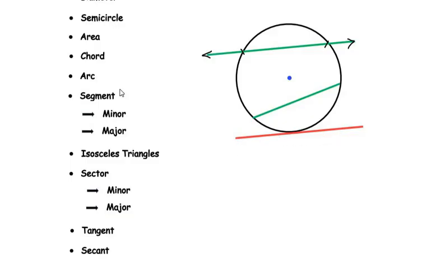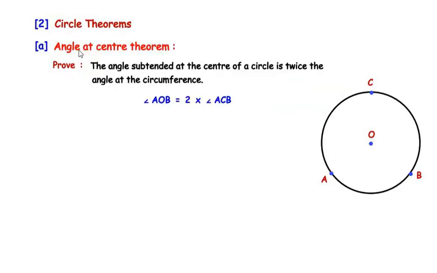Now, once we have understood all these terms, let us start with the first circle theorem and its proof. The first theorem is the angle at center theorem. We have to prove that the angle subtended or made at the center of the circle is twice the angle made at the circumference of the circle.